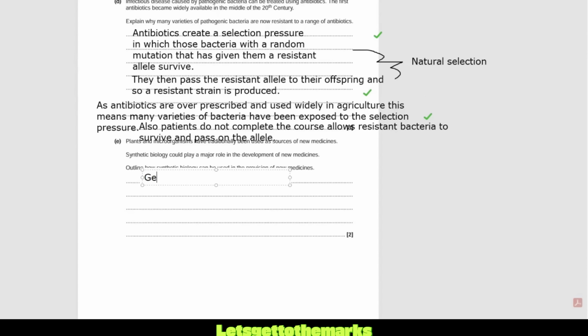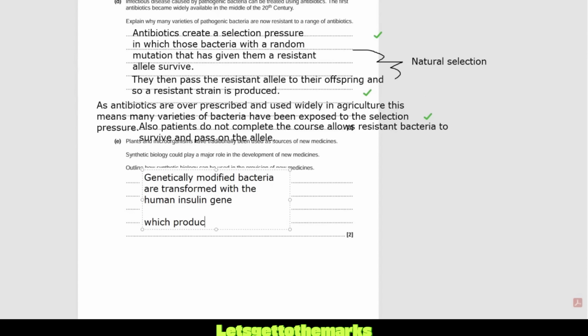So genetically modified bacteria are transformed with the human insulin gene, which produces the useful hormone insulin for the treatment of diabetes. And that's going to get me all of the marks.